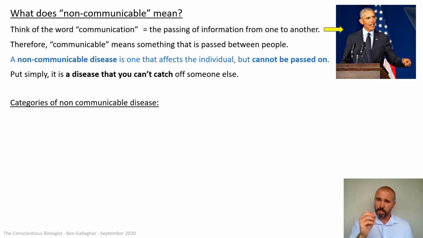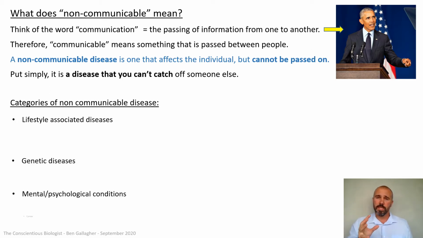Now, there's a few categories of non-communicable disease. There's lots of ways you can break this down, but I've broken it up into four main groups. The first one of these is lifestyle associated diseases, then genetic diseases, mental and psychological conditions, and finally cancer. We're going to deal with each one of those in turn, but let's break the first one down.